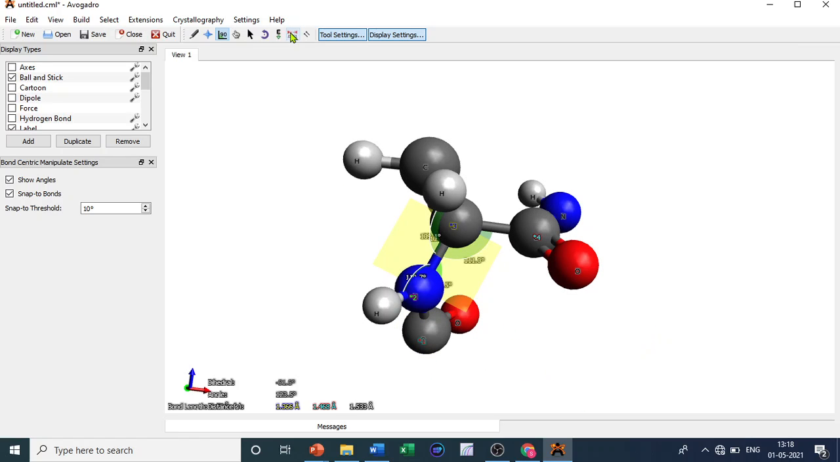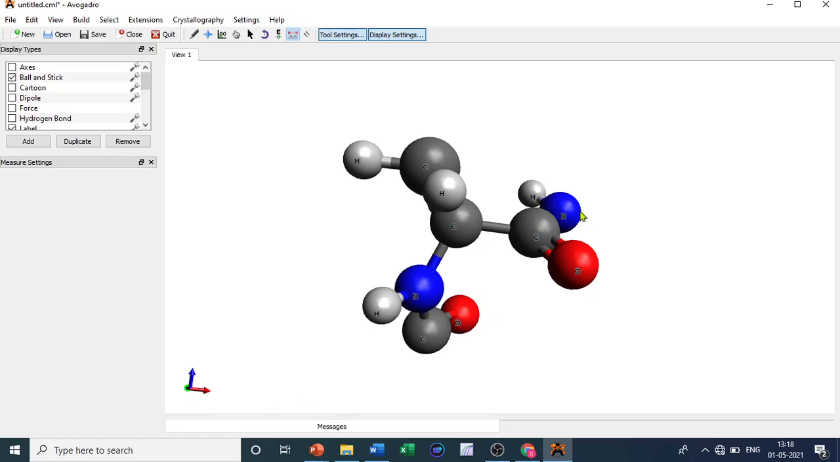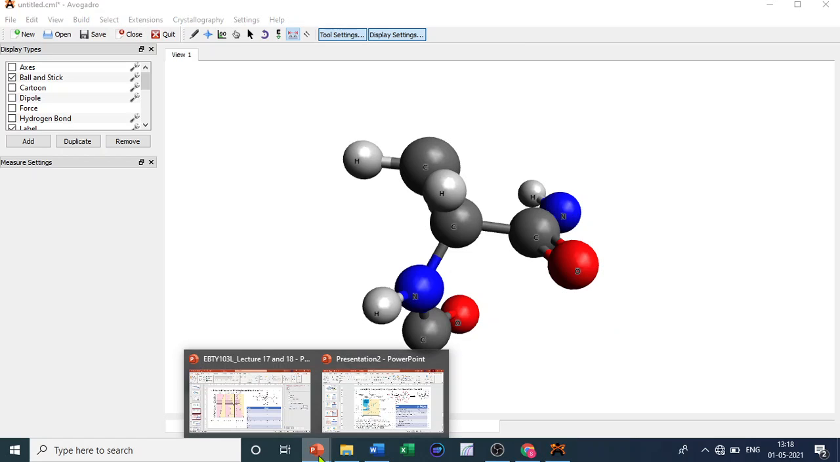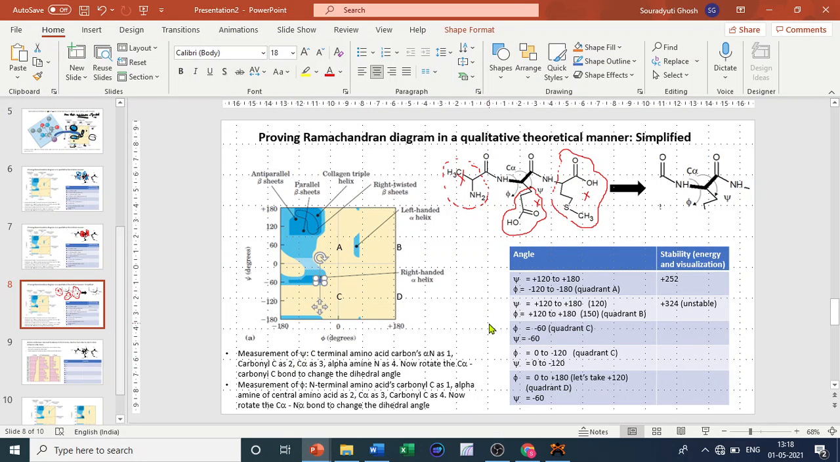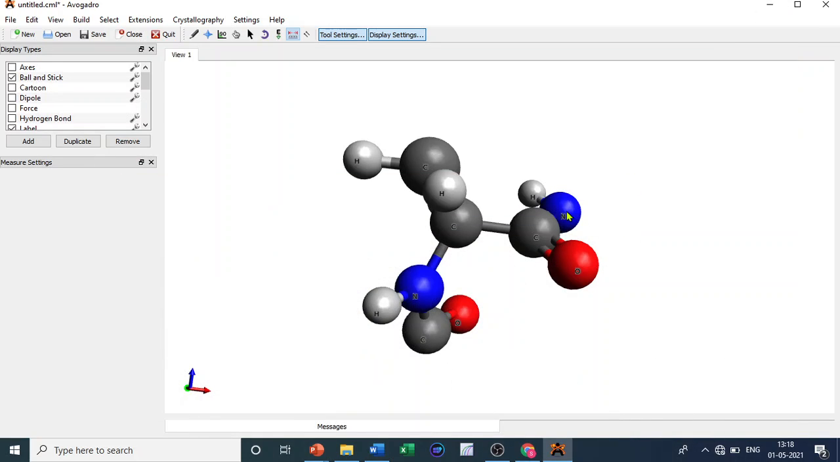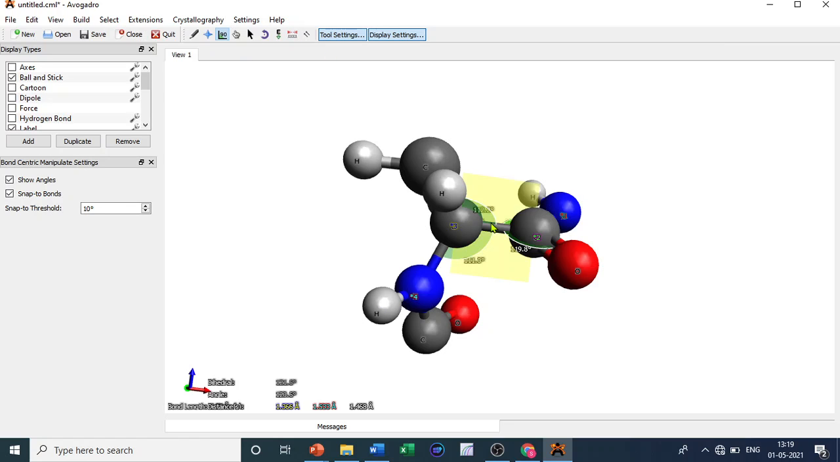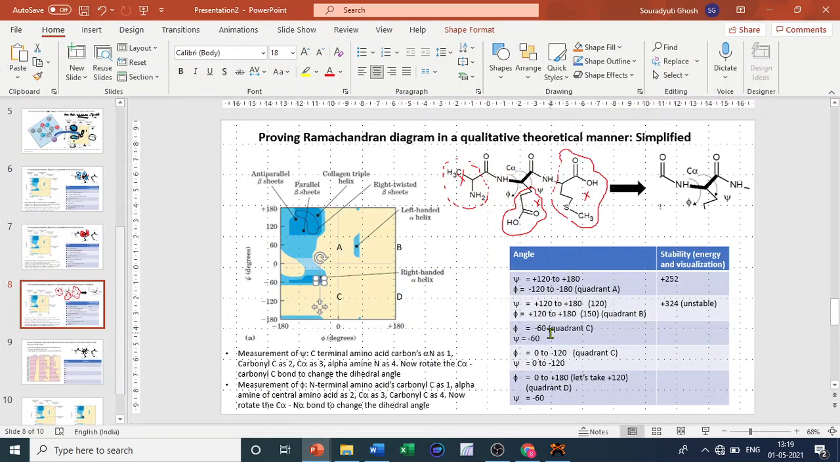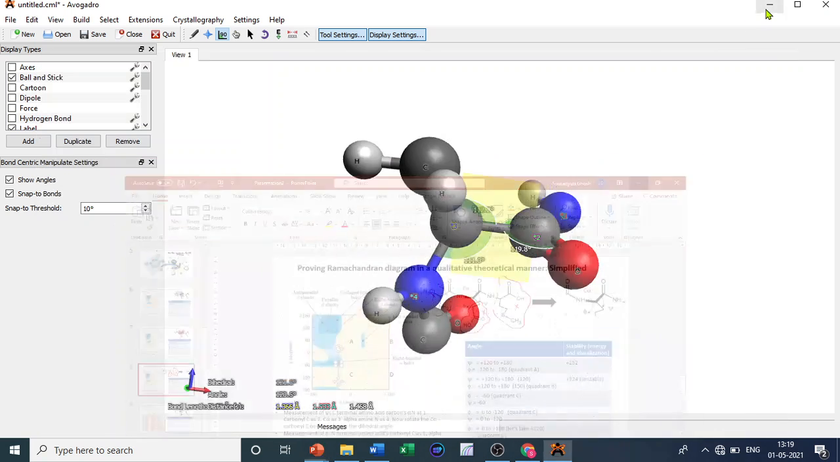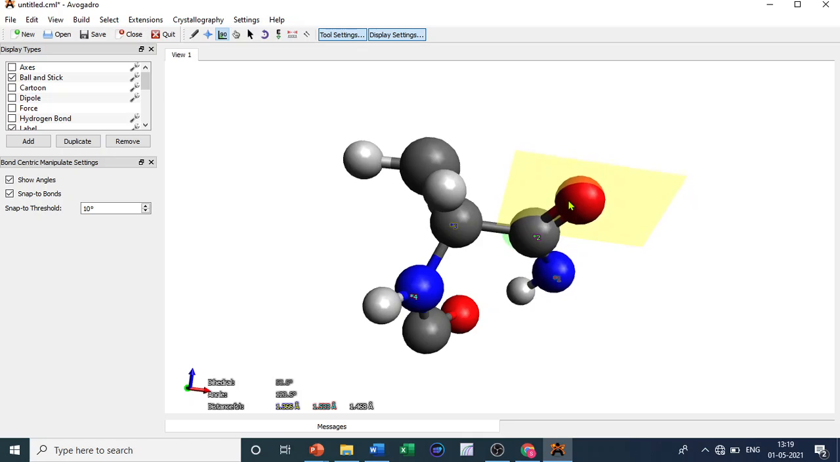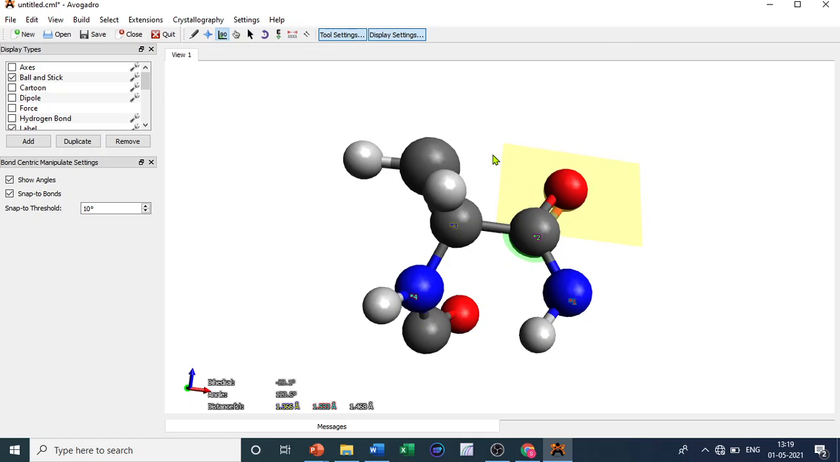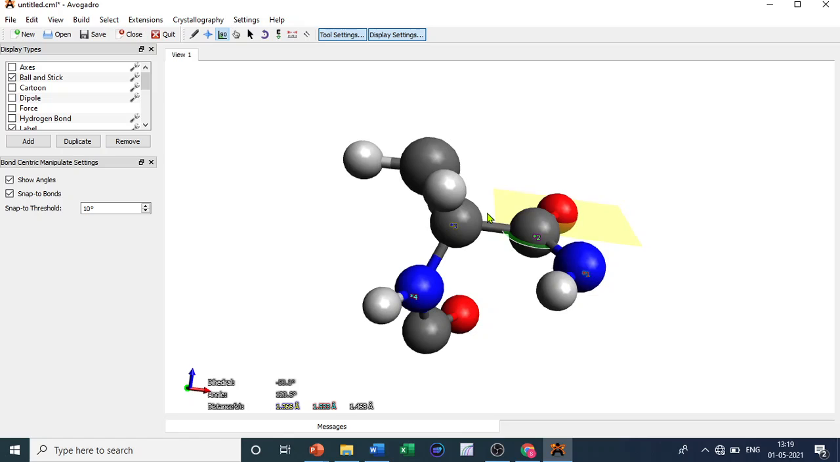Now let's try to do that for the other one, for the psi. So that numbering should start from the nitrogen on the next carbon, that is right here, 1, 2, 3 and 4. Okay, and we should rotate this angle for the psi to change. Okay, so we should bring it to minus 60, right? So minus 60. Let's rotate this. Okay, so that is minus 60.